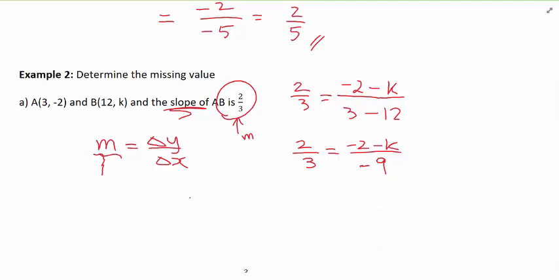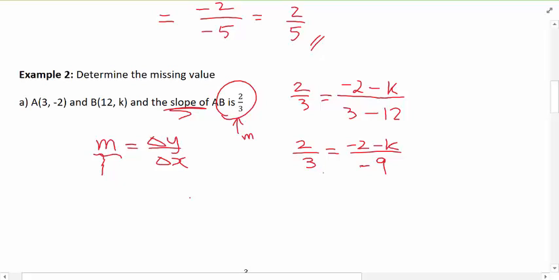Now, some of you can probably do it in your head, because you can kind of guess what it's supposed to be by looking at it. You could guess that to get to 9, you have to multiply by negative 3. So negative 3 times 2 is what? Negative 6. So that top thing should equal negative 6. Do you understand that way? If you do, go ahead.